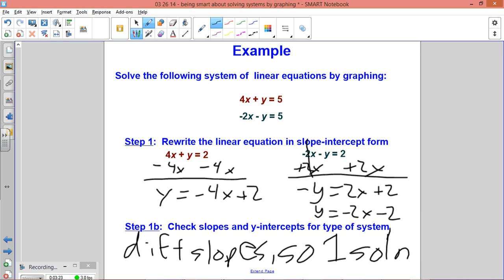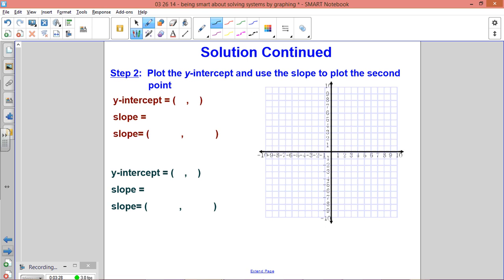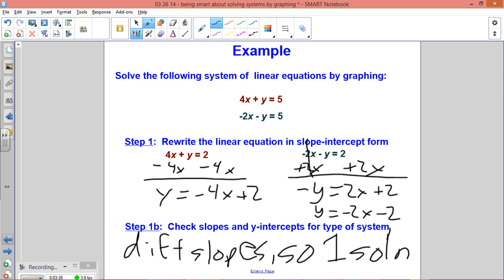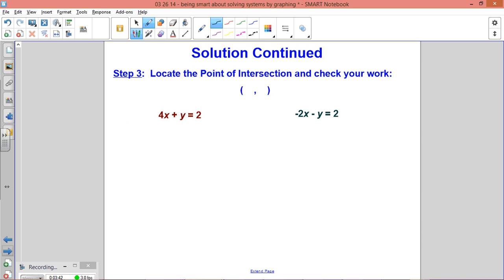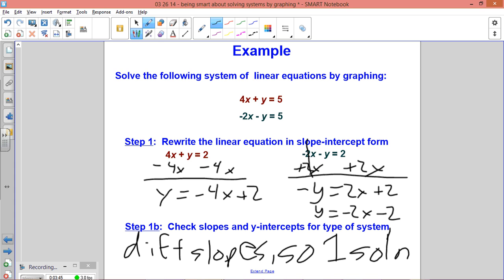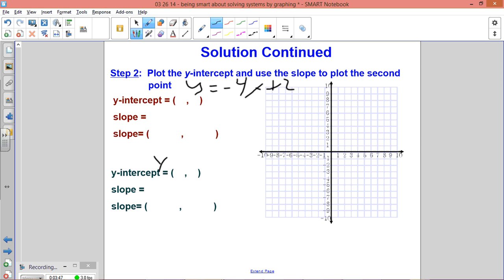As long as I know I'm looking for a single solution, then I can keep doing the same steps that I did in the last video. So let's do that quickly. We know how to do it by this point. I'm going to graph those two lines. The two lines were y equals negative 4x plus 2, and y equals negative 2x minus 2. My y-intercept for the first one is going to have the coordinate 0, 2, and the slope is going to be negative 4.